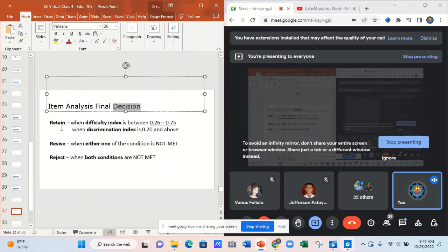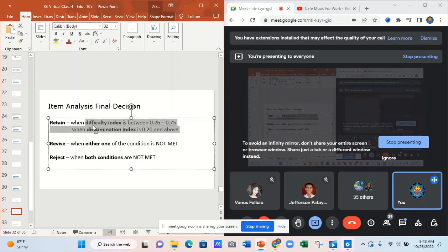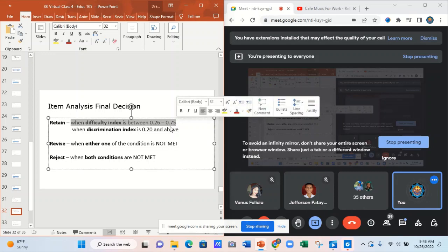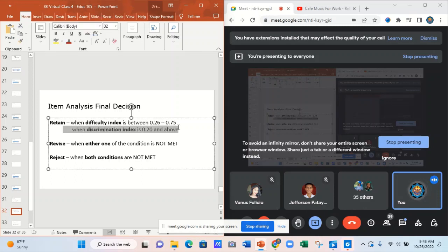Now, when do we retain the item? We retain the item on the basis of two conditions. The first condition is when the difficulty index of the item is between 0.26 to 0.75. You look at the difficulty index, and if it does not exceed or fall short of that range, then the first condition is fulfilled. So it is almost retained. However, there is still a second condition to meet. The second condition is when the discrimination index is 0.20 and above.